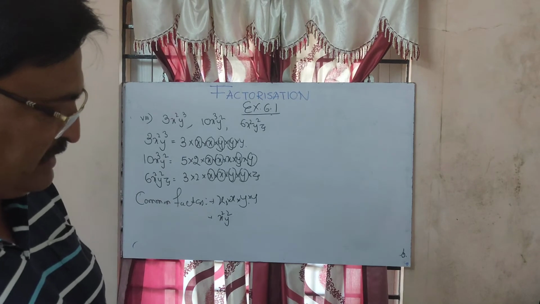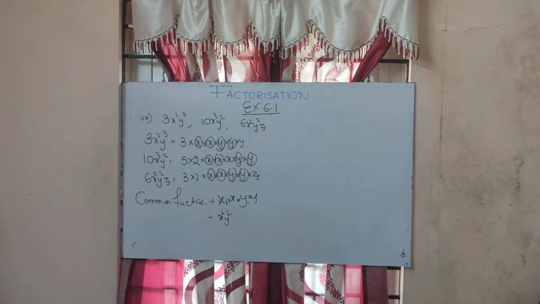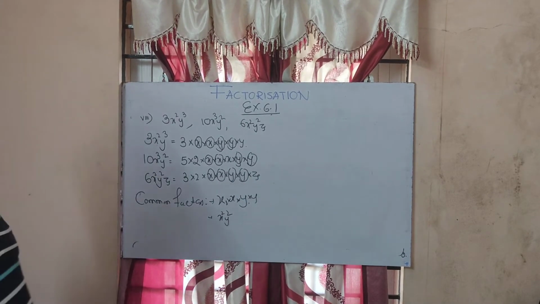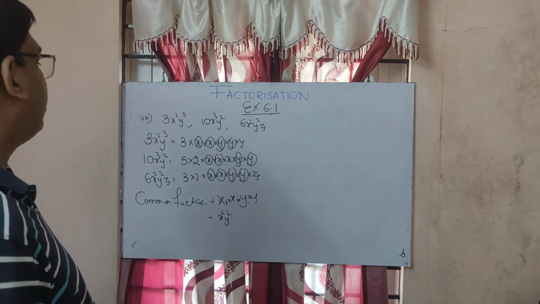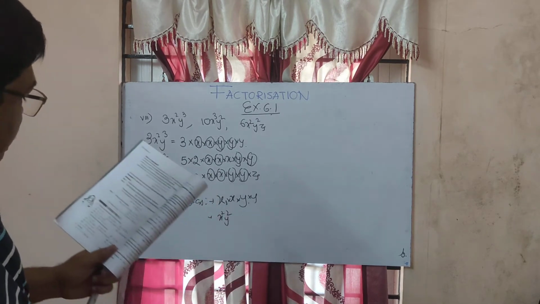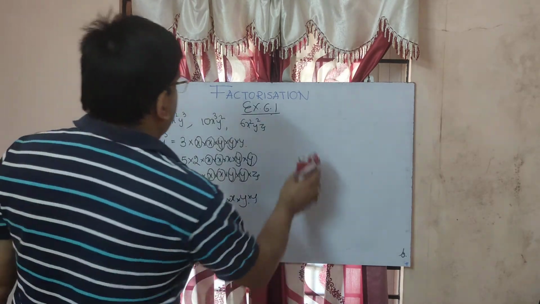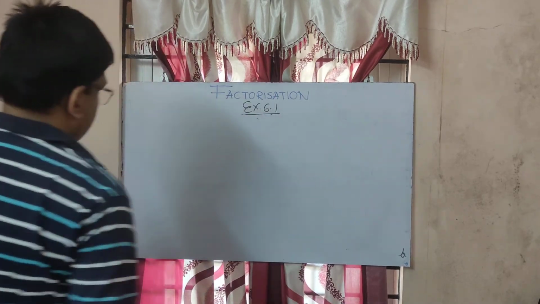So this is the way you have to do it. In each term you have to find out whichever is common. It should be common in all the terms, then only it will be called the common factor. Now the remaining examples will be homework for you. Now we'll proceed to question number 2.